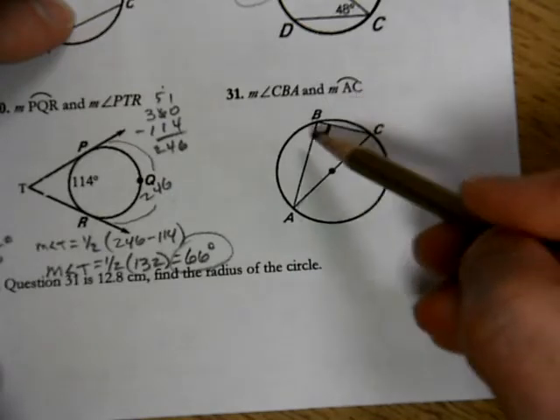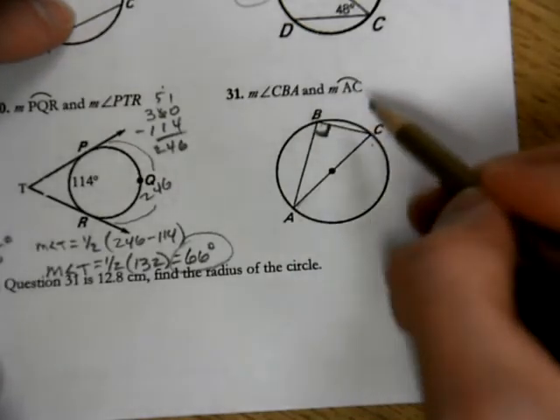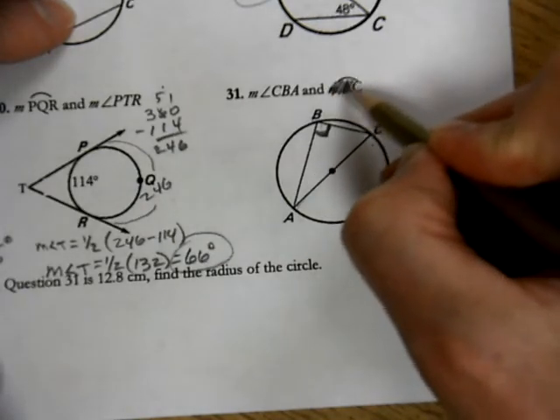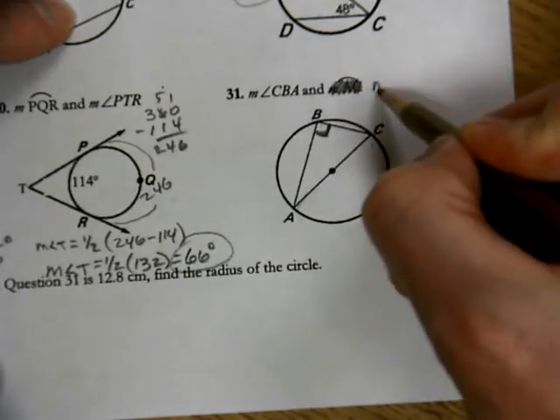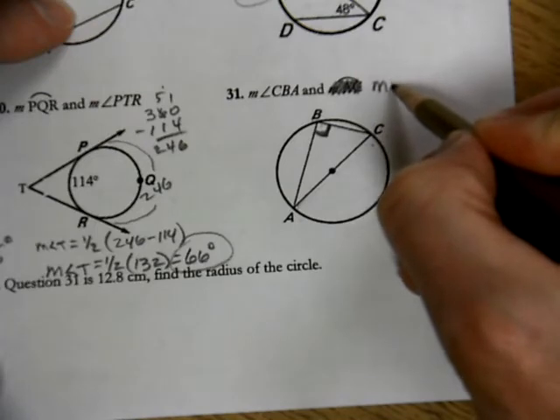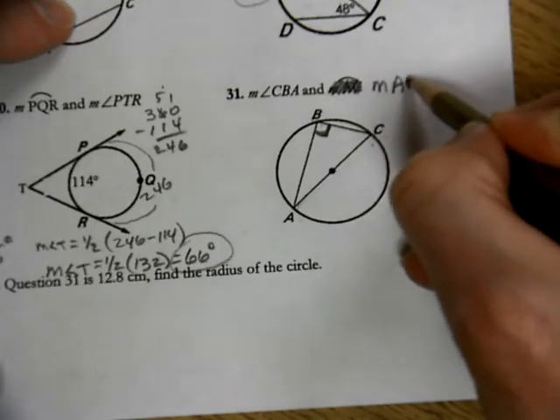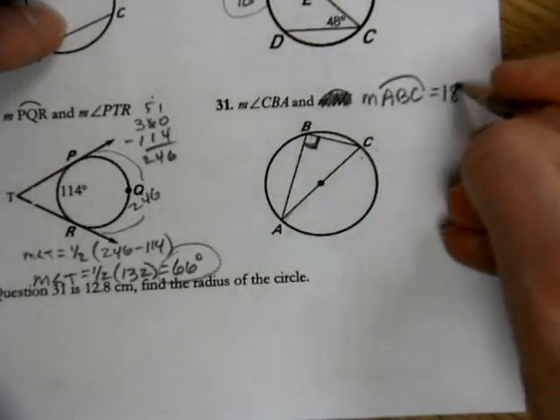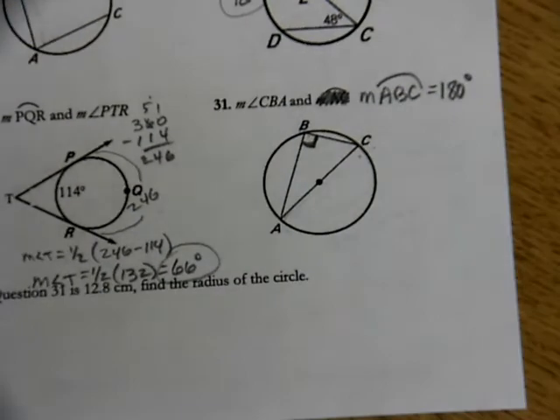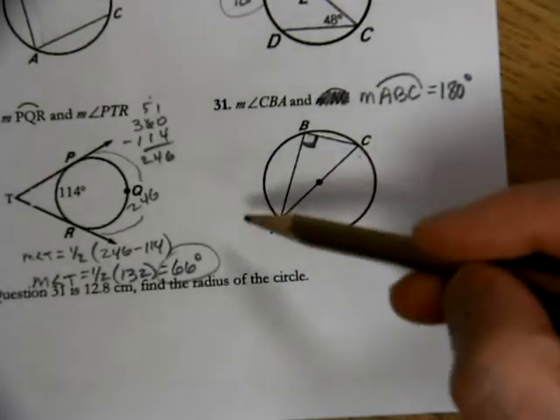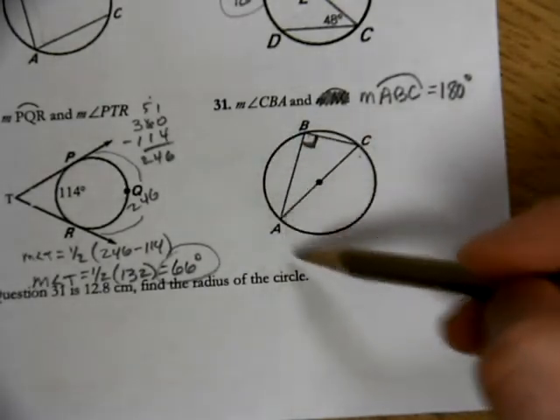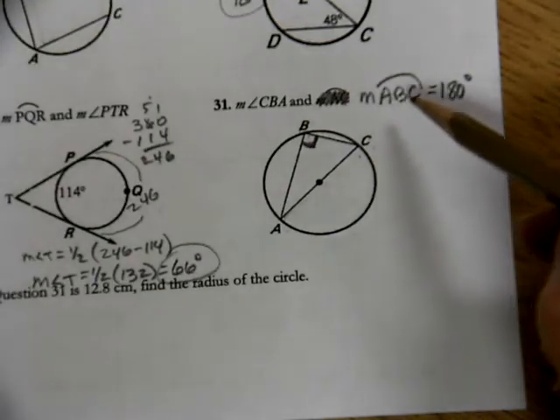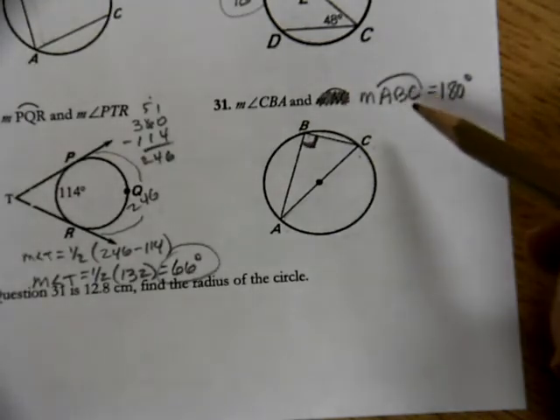And arc AC, well, really, you're supposed to use 3 letters. So arc AC doesn't really exist. It's the measure of arc ABC. That's more accurate. That would be 180 degrees. Because that's a semicircle. Either way you go, it's a semicircle. You're supposed to use 3 letters if it's 180 or bigger.